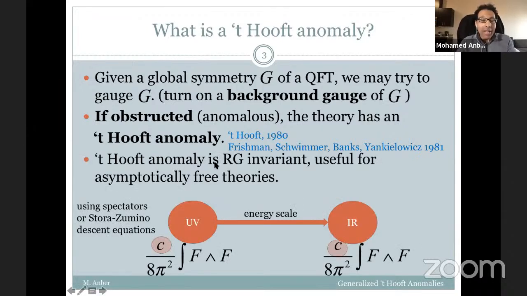And the 't Hooft anomaly, as any other anomaly, is a renormalization group invariant. And hence, it is extremely useful to study asymptotically-free gauge theories. Because in the UV, you can compute the anomaly coefficient C using perturbation theory, for example. And then you flow to the IR, and the coefficient C has to be exactly reproduced by the IR dynamics. However, the theory becomes strongly coupled in the IR, and you cannot solve it. And you can come up with scenarios. However, whatever scenario you come up with, it has to exactly reproduce this coefficient C. Now, this is called the 't Hooft anomaly matching procedure or conditions. And the matching can be motivated by either using the spectators or the Stora-Zumino descent equations.